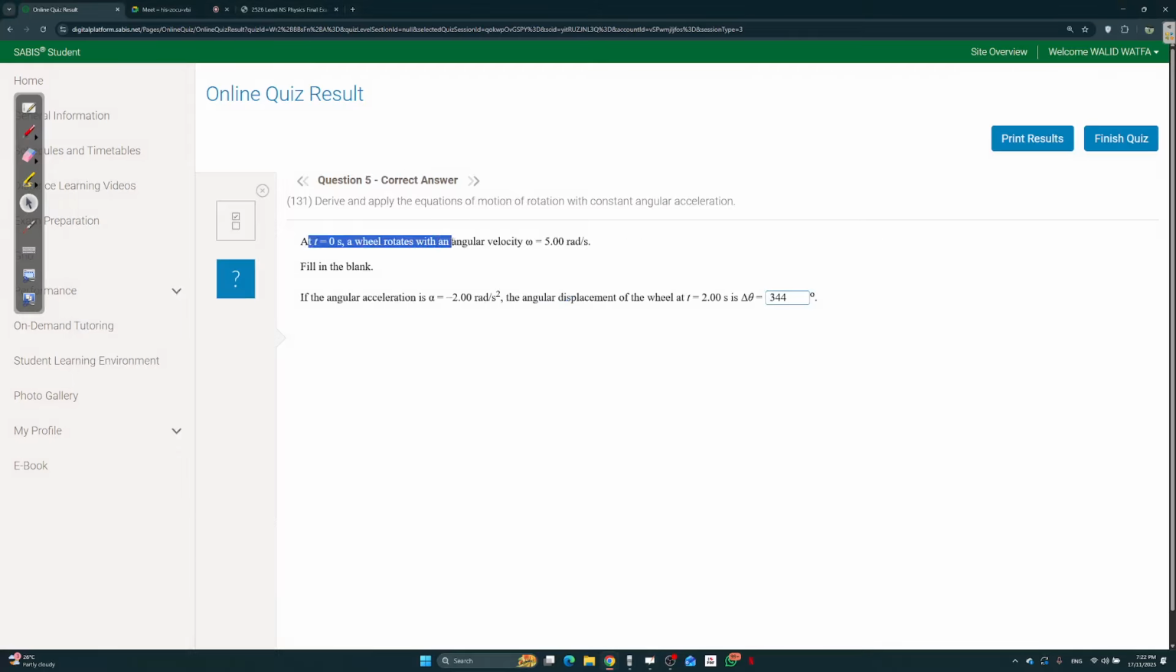Alright, at t equals 0, a wheel rotates with angular velocity omega equals 5. If the angular acceleration is -2, the angular displacement is what? Okay, this is where you need to use the UACM formula. They gave you time, they gave you omega, they gave you alpha, and they want theta. You need to know this formula. Theta is equal to half alpha t squared plus omega t.